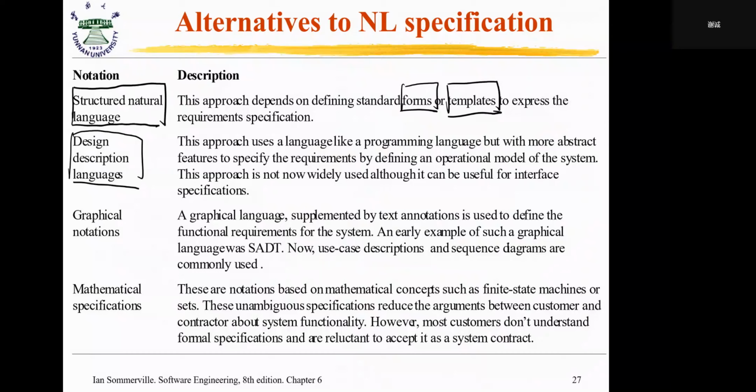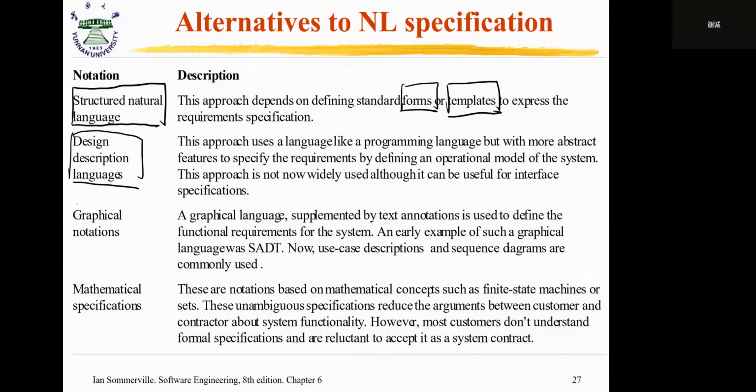This means when you use this so-called design language, it's programming language like. It's easy for the development team to understand, but when you need to communicate with your end user, with your customer, you give them this kind of description, they will not understand. It is very hard to understand such programming language like. So this is not widely used today.